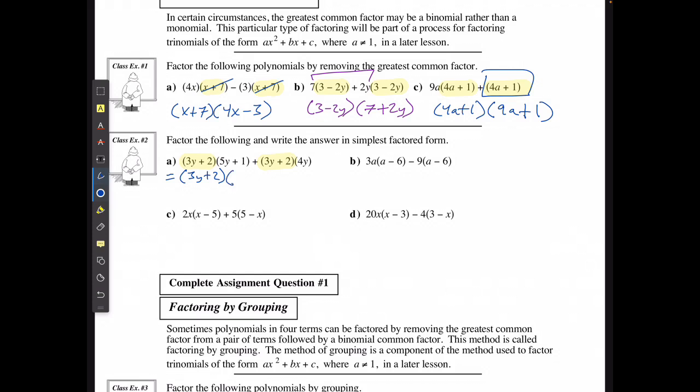Well, here I have the 5y plus 1, and then it's plus, and I still have the 4y here. Well, I can simplify this because in here I have the 5y and the 4y I can now group together. And say that's going to be 3y plus 2 and 9y plus 1.